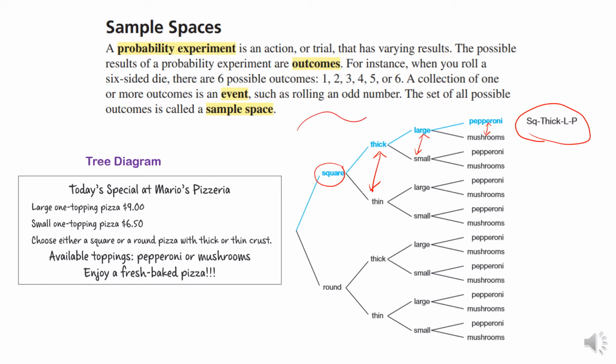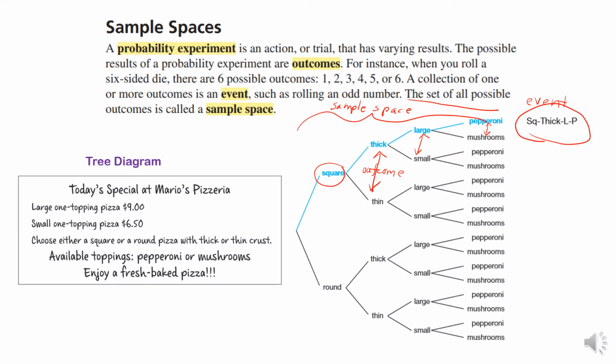This is your sample space. This tells you all the possibilities. Okay, the set of all possible outcomes. So this is your outcome. This is an event, one set of outcomes, and these are your sample space. So that kind of puts it in a much clearer format.